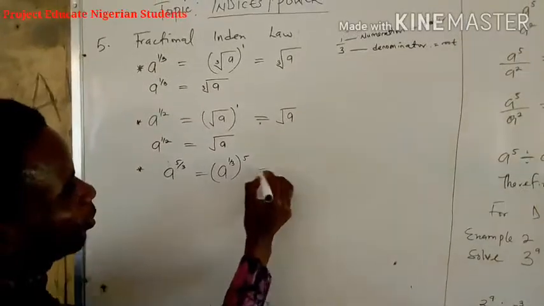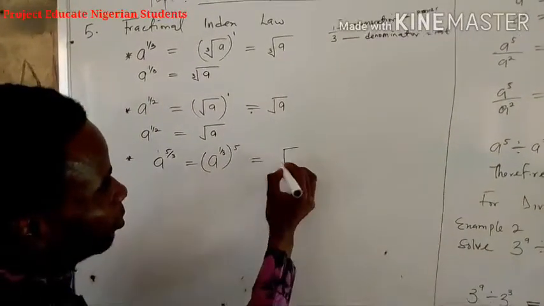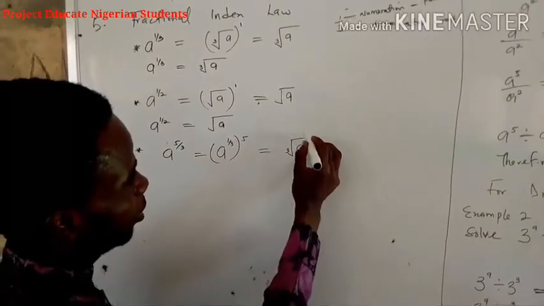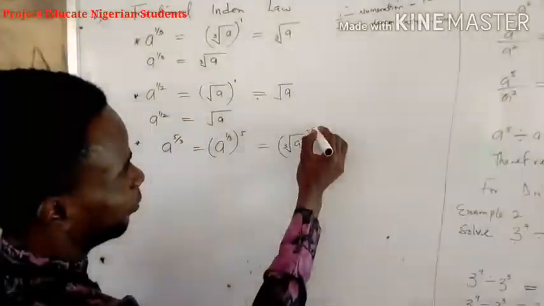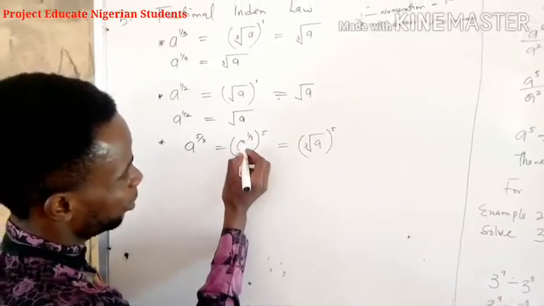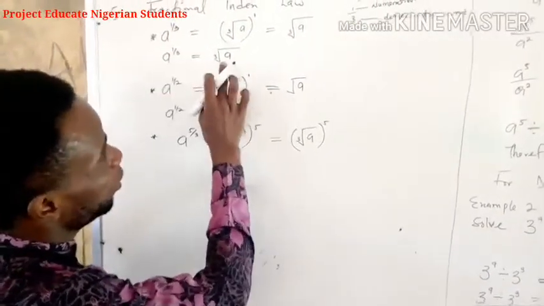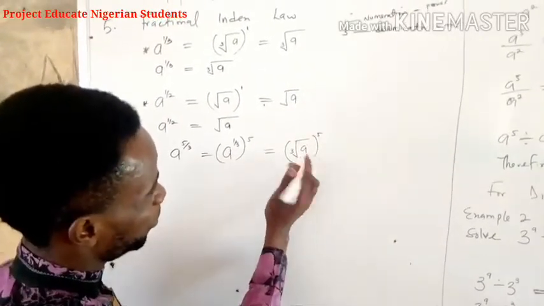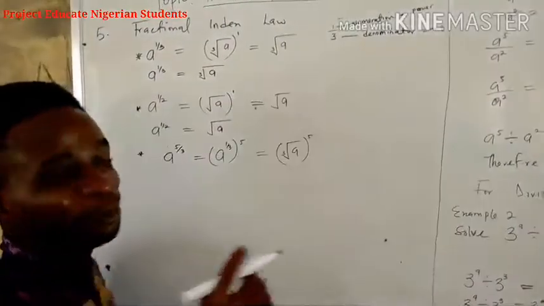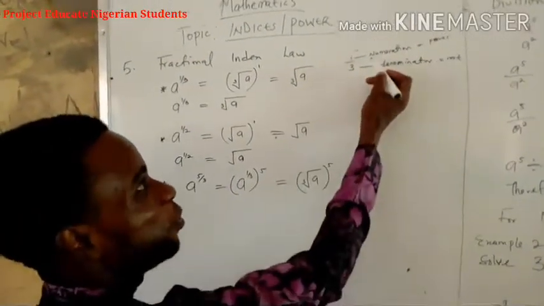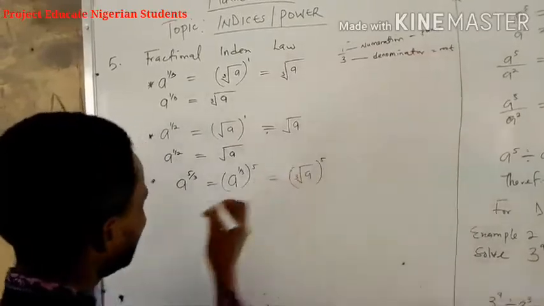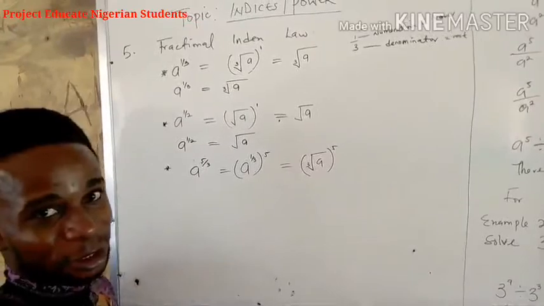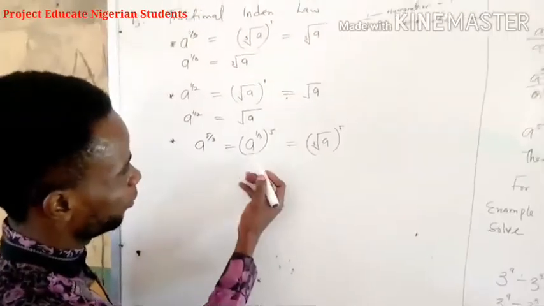So what we have here is just the cube root of a, raised to the power of 5. What is inside here is a raised to the power 1 over 3. A raised to the power 1 over 3 is equal to the cube root of a. So we put a raised to the power 1 over 3 there, raised to the power of 5. So it means automatically the numerator becomes the power. Look at it, it's not the numerator that is here. So the numerator becomes the power.